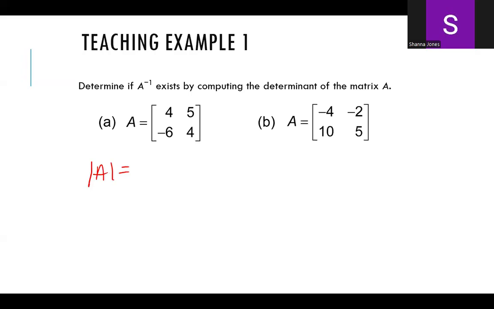I got to cross multiply and subtract. So we have 4 times 4, which is 16, minus 5 times negative 6, which is negative 30. A negative times a negative makes a positive. So the determinant is 46. Because the determinant is not equal to 0, that means the inverse exists.